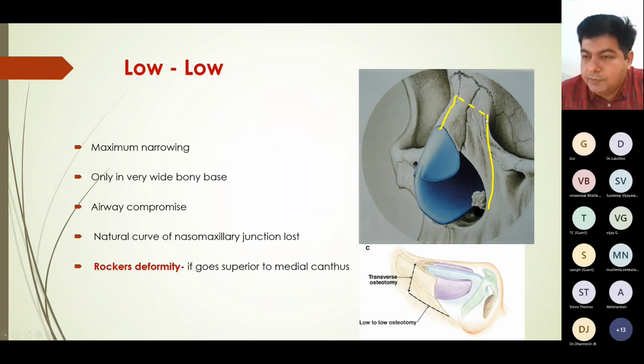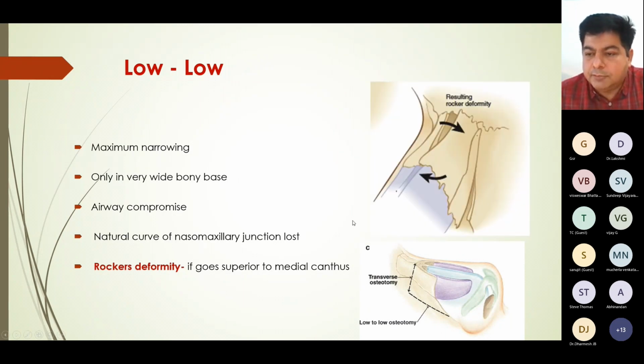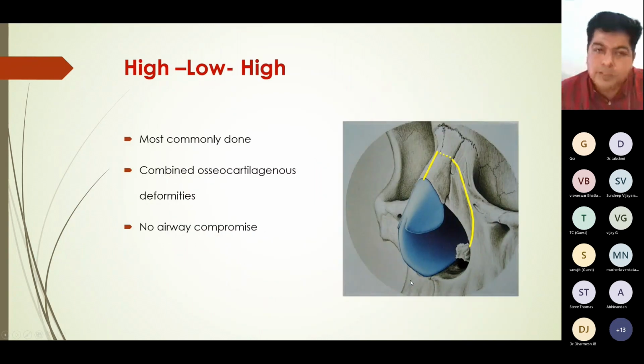Sometimes what happens is once you're giving the osteotomy, the cut will go a bit higher than the medial canthus. So what will happen? You see something like this. When you're trying to narrow the nose, narrow the base, the upper part will widen up. So this is Rocker's deformity. You should prevent it from happening. In case you are doing low to low osteotomy, this has to be combined with a transverse osteotomy also.